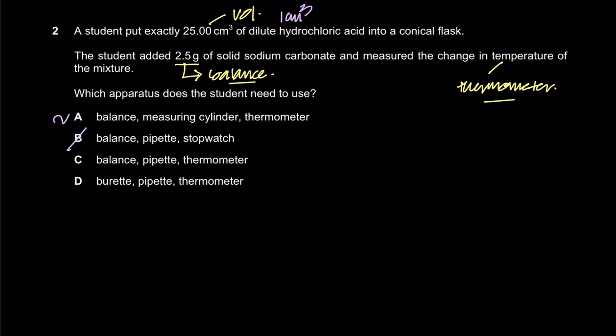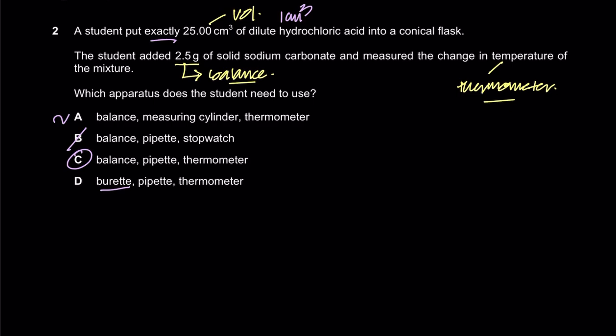So let's suppose we don't know why A is wrong. Okay, let's check C and D out. C says a balance. Okay, good. A pipette. Yes, a pipette can be used because it measures exactly 25 centimeter cube, right? And a thermometer can be used. So C is correct.